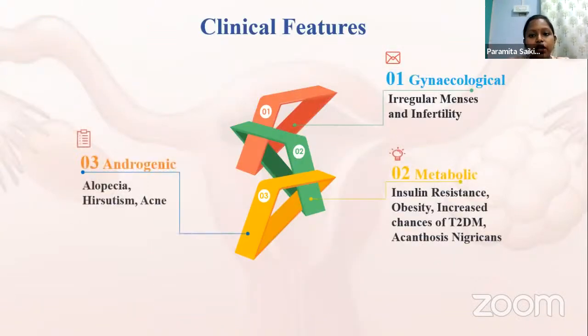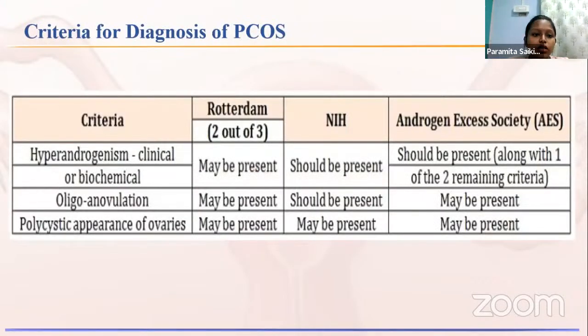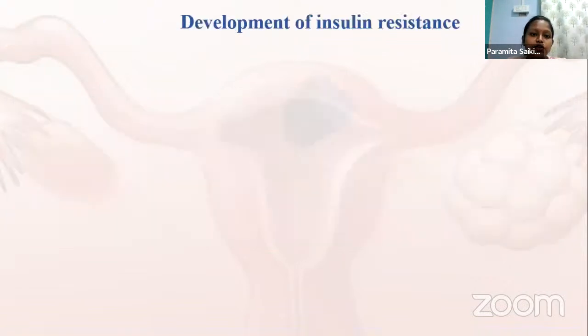Clinical features, we have gynecologically irregular menses and infertility. In metabolic features, we have insulin resistance, obesity, increased chance of type 2 diabetes mellitus, acanthosis nigricans. And in androgenic features, we have alopecia, hirsutism, and acne. So for the criteria for diagnosis of PCOS, we usually follow the Rotterdam criteria, where hyperandrogenism clinically or biochemically should be present, oligo or anovulation may be present, polycystic appearance of ovaries may be present. So out of all these three criteria, 2 out of 3 should be fulfilled to be called as PCOS.